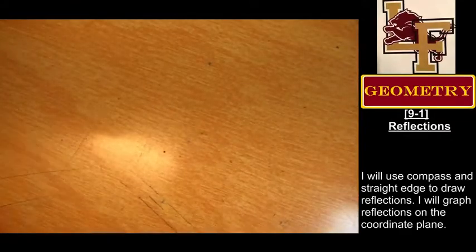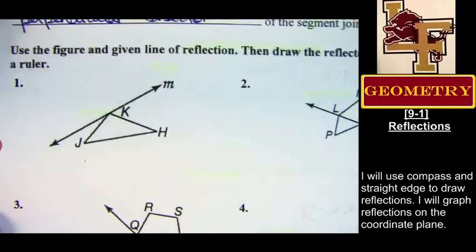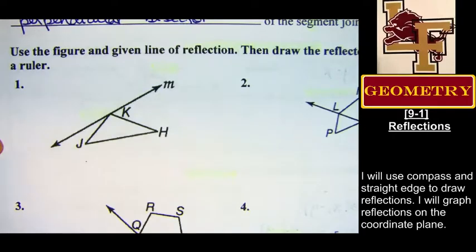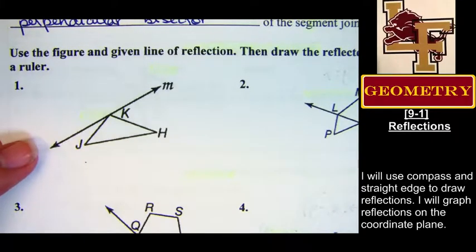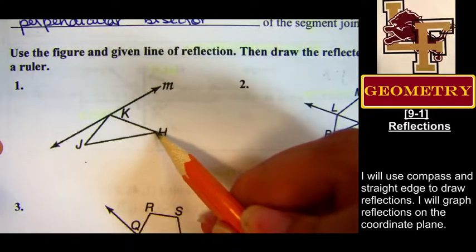All right. Let's look at number 1. We're going to reflect this triangle JHK across this line M. Here's how we do this. First up, we need the protractor. Decide which point we're going to reflect. Let's start with H. Let's reflect H. Put your pencil on H.